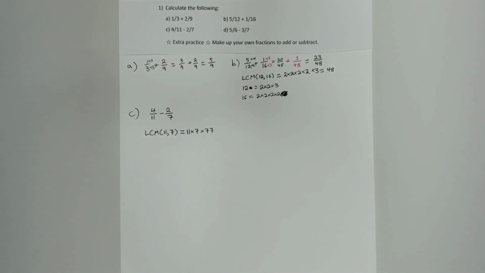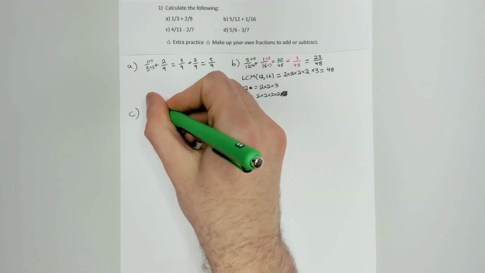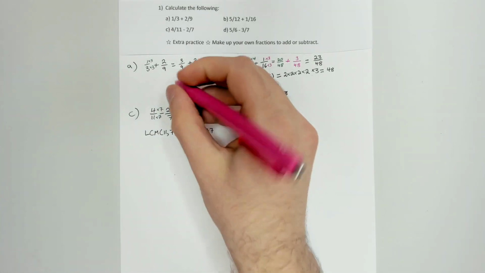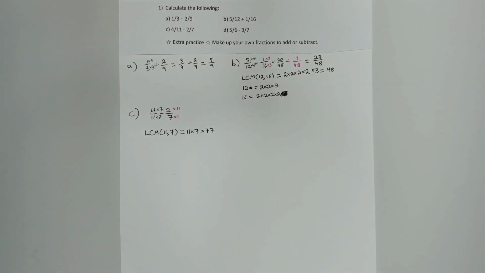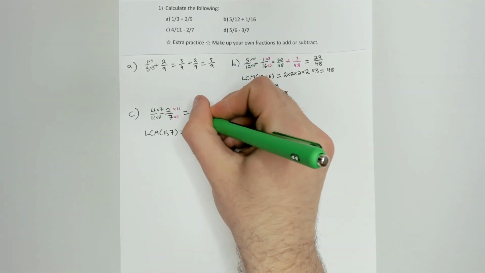So we have to multiply the first fraction by 7 on the numerator and denominator, because 11 times 7 will give us the 77 we're looking for. And the second fraction we have to multiply by 11 on the numerator and denominator to get that 77. Alright, so for the first one, 4 times 7 is 28 over 77.